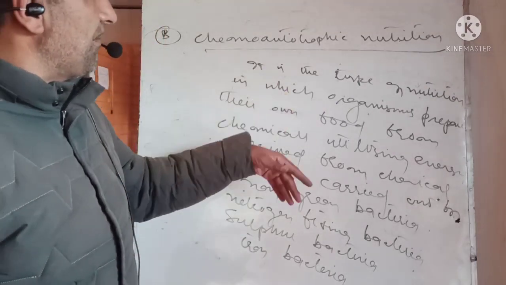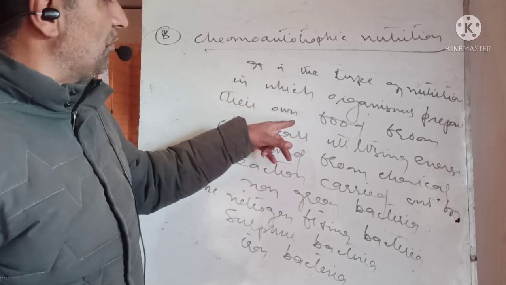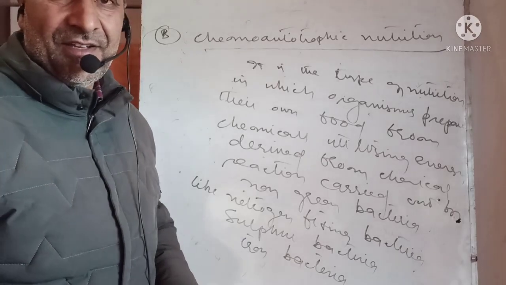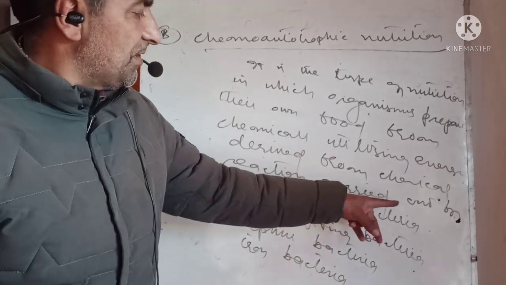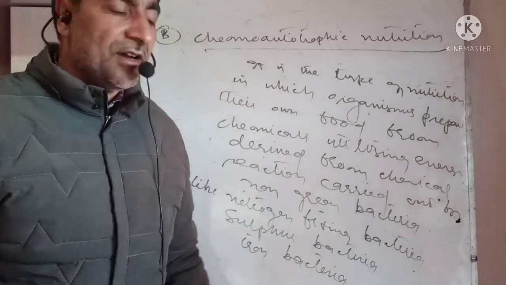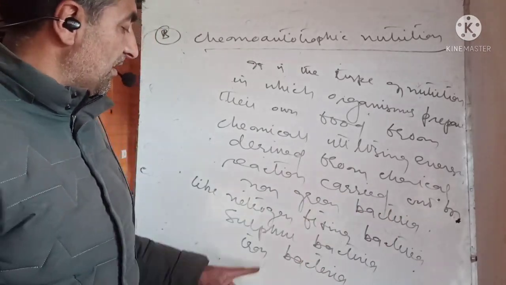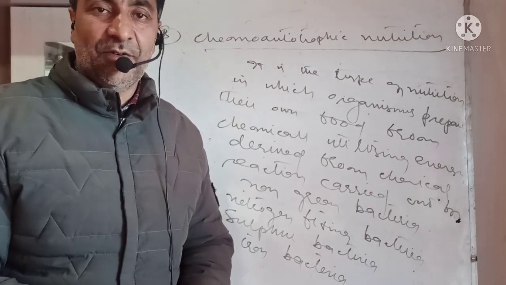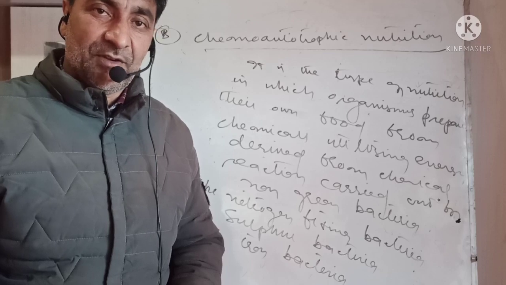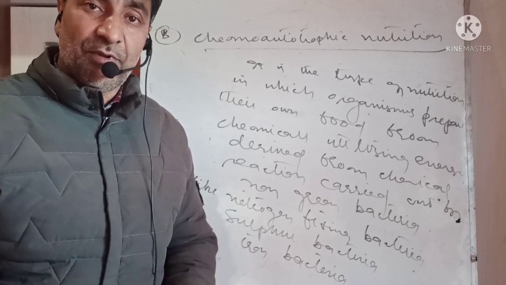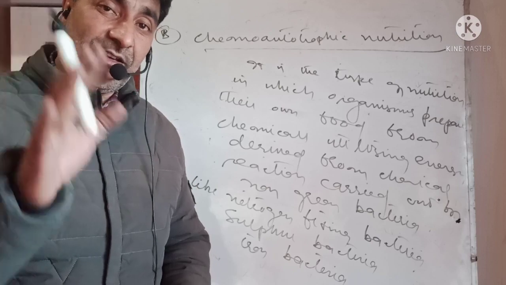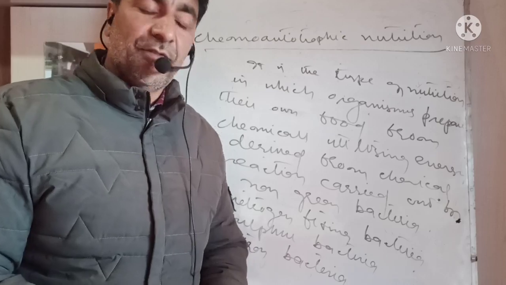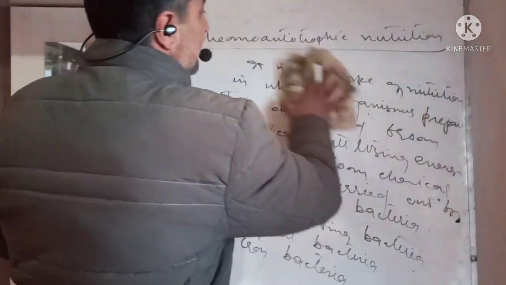So it is the type of nutrition in which organisms prepare their own food from chemicals, utilizing energy derived from chemical reactions. Such chemical reactions are carried out by non-green bacteria like nitrogen fixing bacteria, sulfur bacteria, iron bacteria. All these are non-green bacteria. They are present in the oceans, on the ocean floor, where sunlight does not reach. So they show chemoautotrophic mode of nutrition. I will illustrate it with the help of an example.